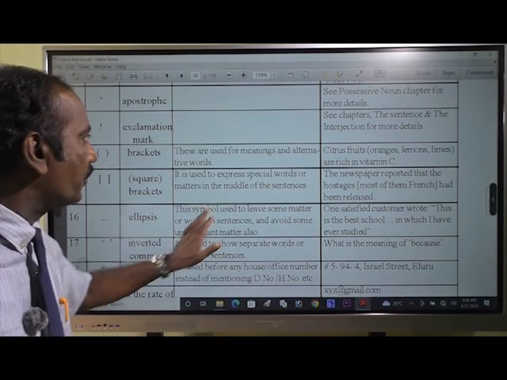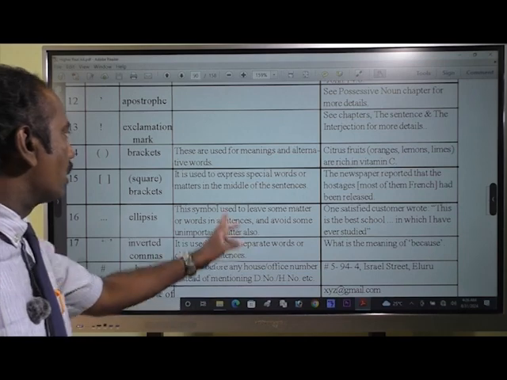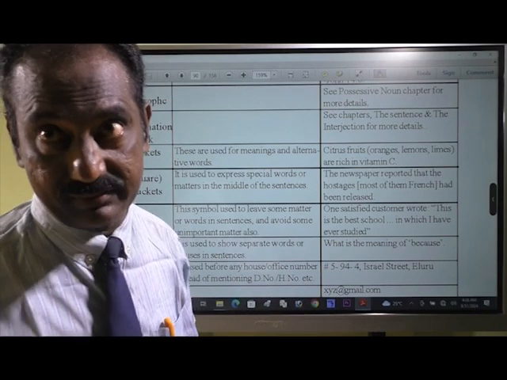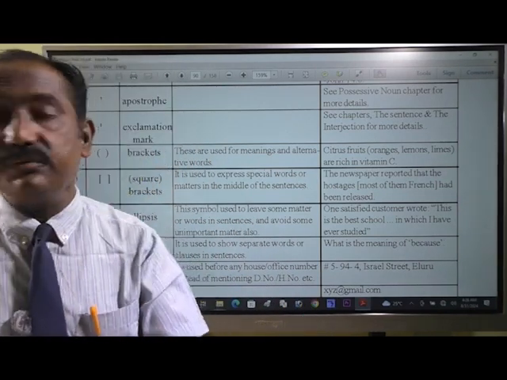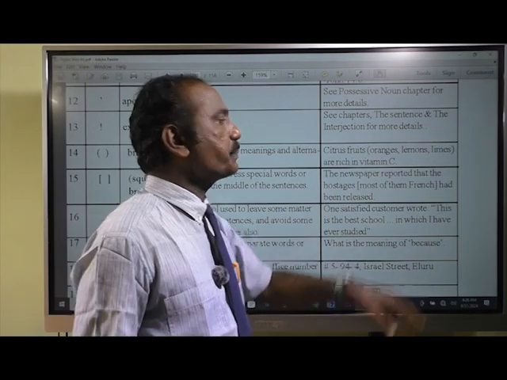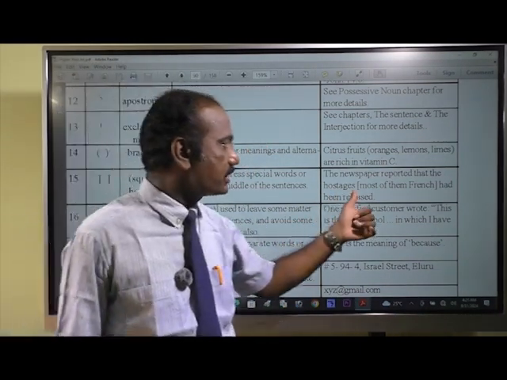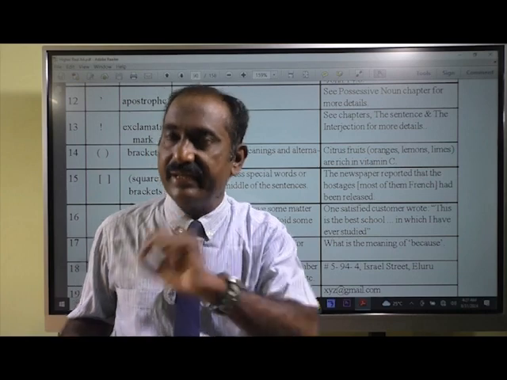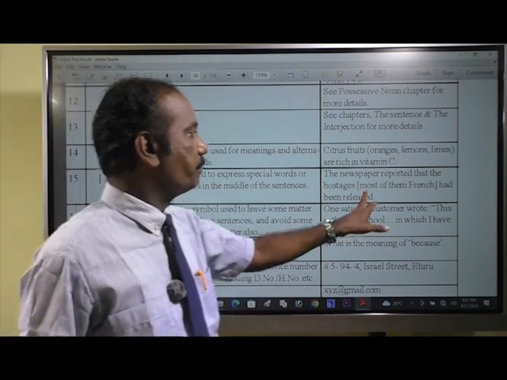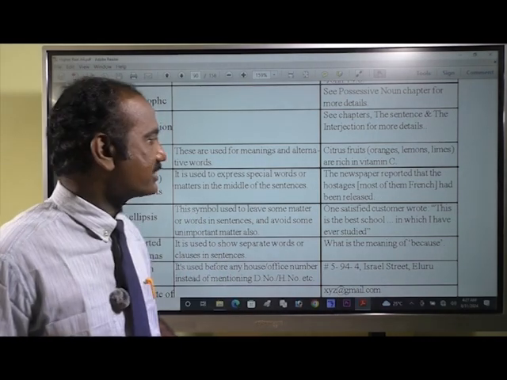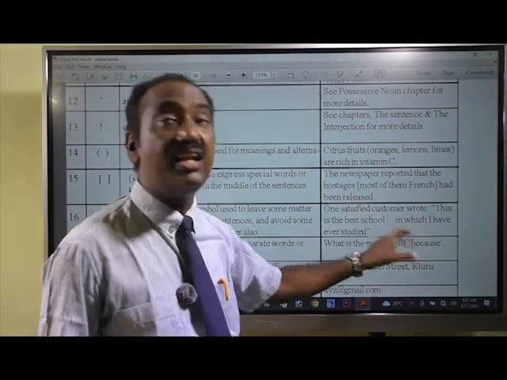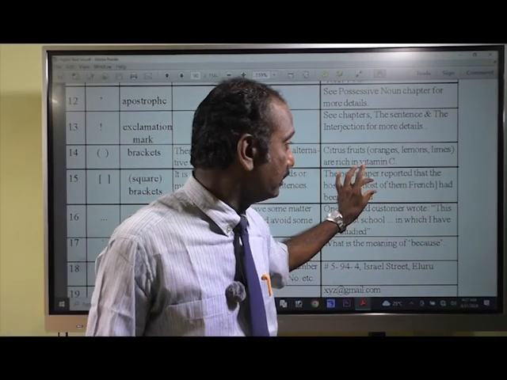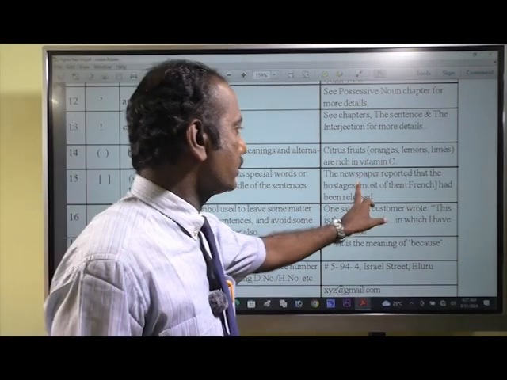And square brackets are used for matter in the middle. Words or matters in the middle of the sentence. If you want to express some special, unexpected matter in the middle, we use square brackets like that. The newspaper reported that the hostages [most of them French] had been released. Suddenly the news writer or editor remembered and wanted to mention it. He prepares a bracket like that, square brackets. Hostages have been released, but most of them are French. That is the special quotation or phrase. That is why he used square brackets.